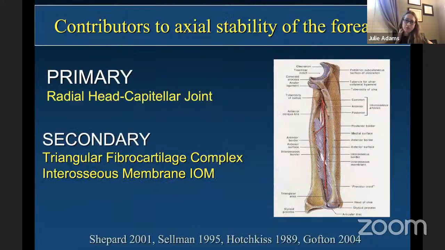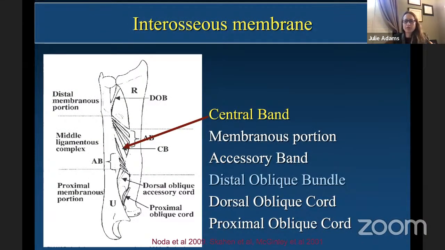And we all know about the contributors to axial stability of the forearm. The radial head and the radiocapitellar joint is a primary stabilizer. And then we think of the TFCC and the interosseous membrane as secondary stabilizers. When you think about the interosseous membrane, there's several consistent portions. The central band, which we think is the most important contributor to longitudinal instability of the forearm, is very consistent across patients. There's also a distal oblique bundle that's quite important for DRUJ stability and has received attention recently in the literature.